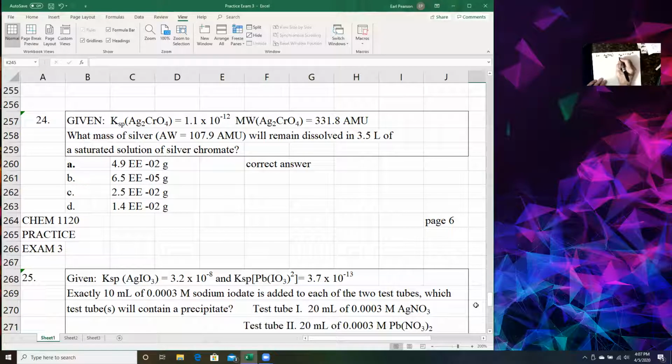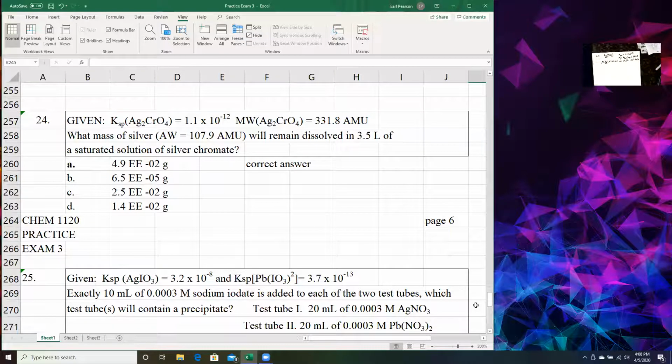The molecular weight is given, so we don't have to calculate that out. It's 331.8. And we want to know the grams of silver that is dissolved in 3.5 liters of the saturated solution.